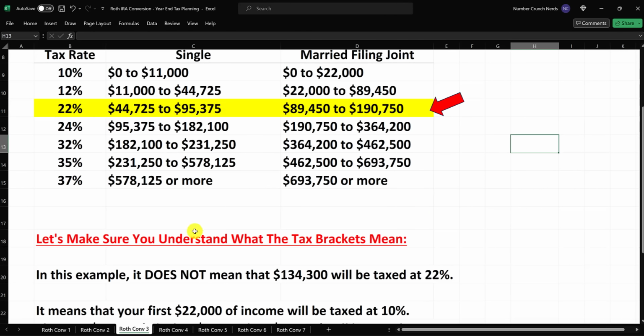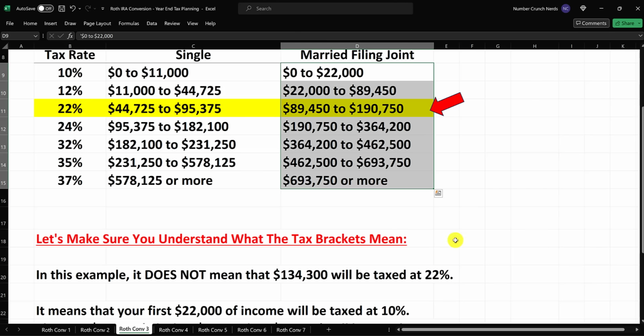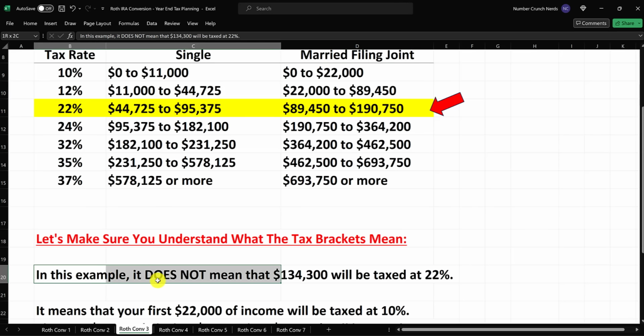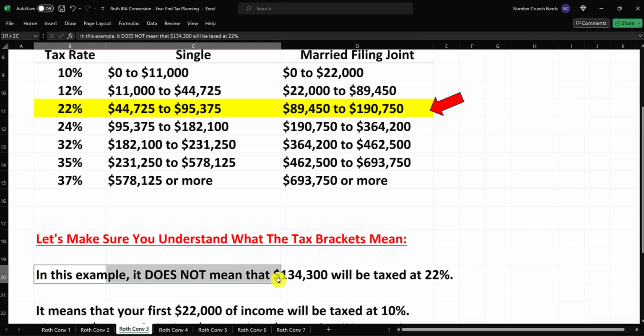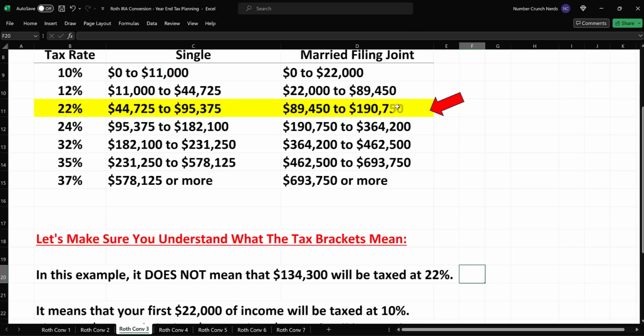Now, let's make sure that you understand what the tax brackets mean, because a lot of people get confused on this. If you're not sure what this means, pay close attention here. In this example, it does not mean that $134,300 will be taxed at 22%. If you're like, wait, say what? Let me say that again. It does not mean that $134,300 will be taxed at 22%. If you don't understand that, pay close attention, because this is very relevant to ultimately determining if you're going to do a Roth conversion.